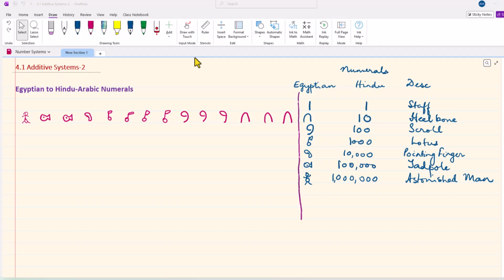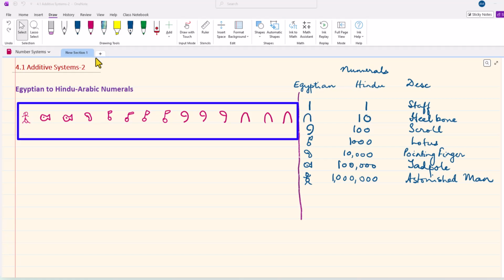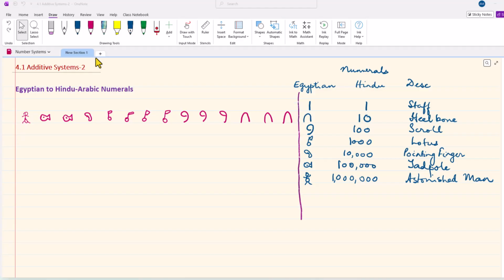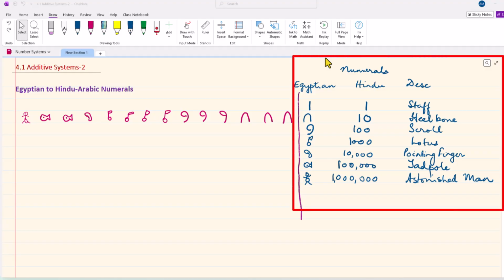All right? So here we have the entire number that we need to convert on the left hand side, and it is a string of Egyptian symbols in a straight line. Now the first thing to do is to list your symbols and their equivalent values in decimals. The Hindu-Arabic system is also known as the decimal system. So I've put together a chart where I show the Egyptian symbols, their respective Hindu equivalent values, and a description.